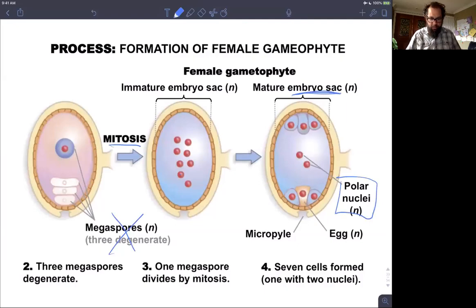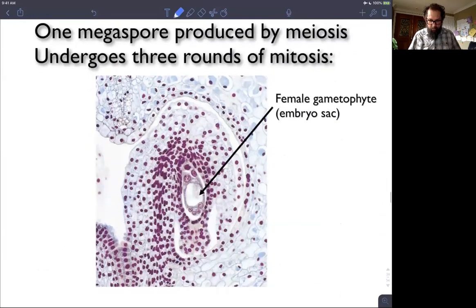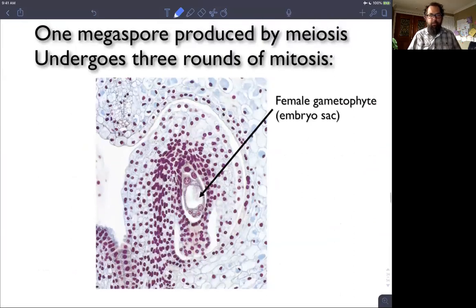And so let's just take a look at that embryo sac. Here's one megaspore produced by meiosis that undergoes three rounds of mitosis to create the seven cells and eight nuclei of the female gametophyte. And so here's the female gametophyte embryo sac surrounded by its integument layers.